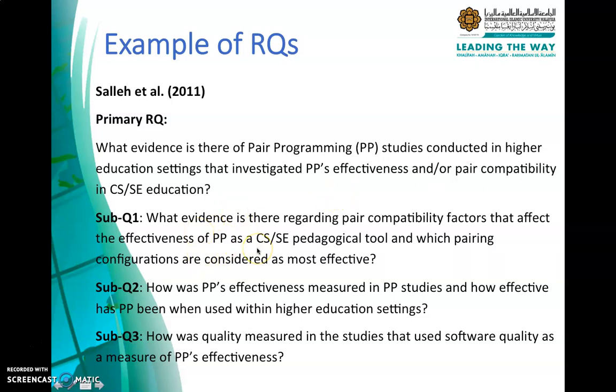For example, what evidence is there regarding pair compatibility factors that affect the effectiveness of pair programming? So what are the factors affecting the compatibility? How is the effectiveness of pair programming measured? How effective has it been? And how was quality measured in the studies that use software quality as a measure of pair programming's effectiveness?